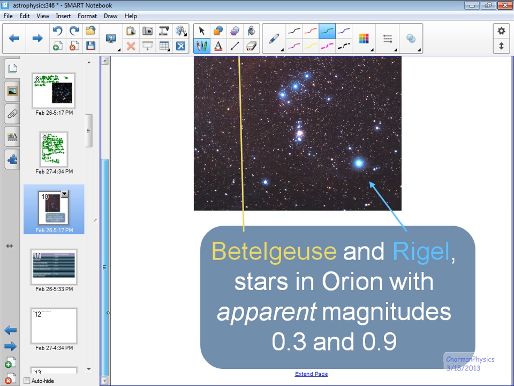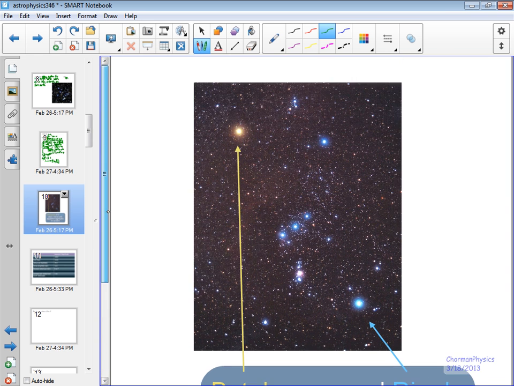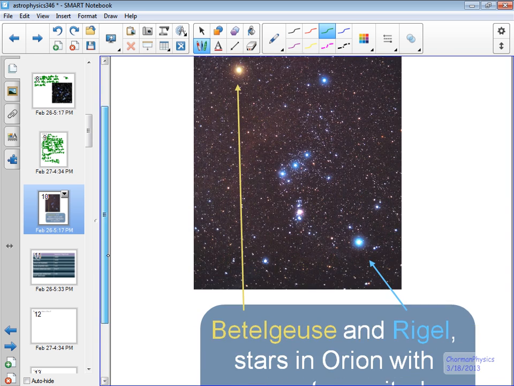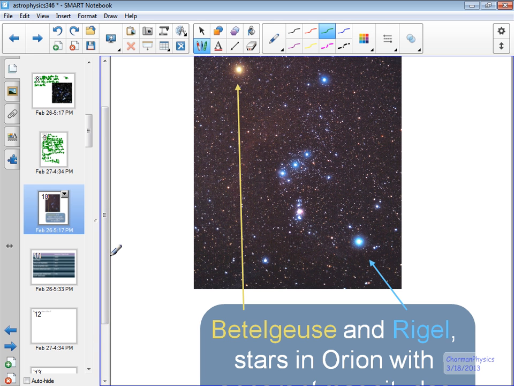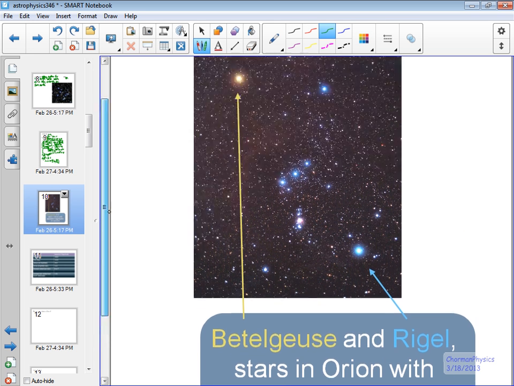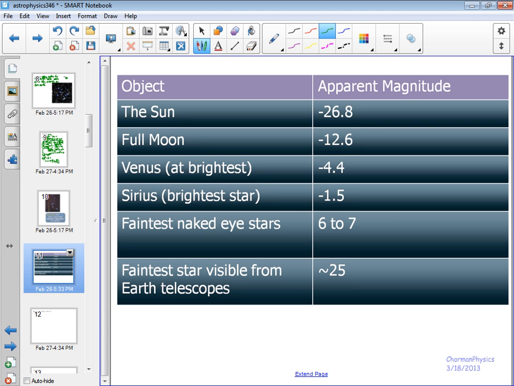All right, the apparent magnitude. Here we have stars in Orion with apparent magnitudes of 0.3 and 0.9, Betelgeuse and Rigel. I'm never sure how to say that one. Some of these words are awkward. But they are some of the brightest stars in the night sky.